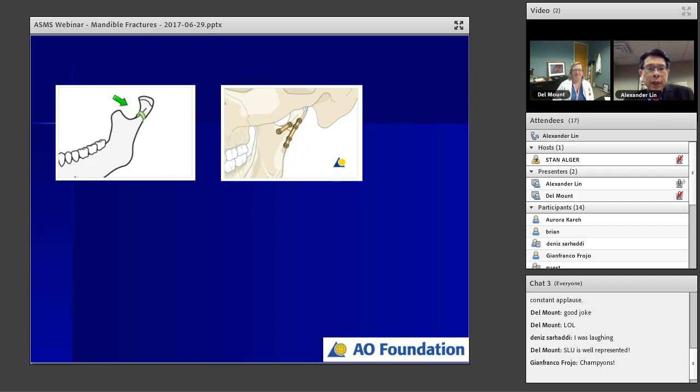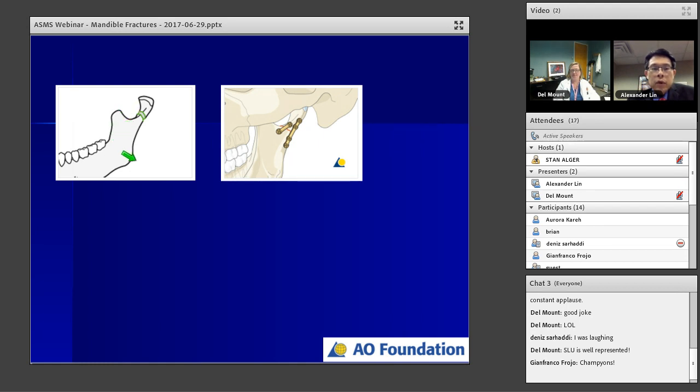But this is tricky because in this example of closed reduction, we don't really reduce it. We try to reduce it. We try to put a mouth prop on the ipsilateral side to open this shortened height, but it probably doesn't really do it. It just helps it remodel into a better position. So the main issue with the condylar fracture and the subcondylar fracture is loss of vertical height. So this is the main issue here.